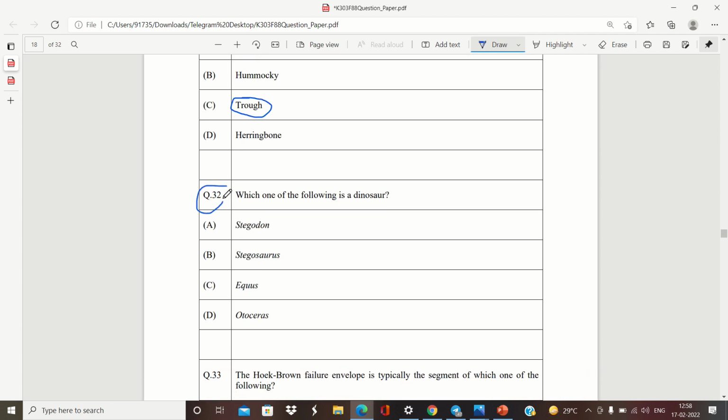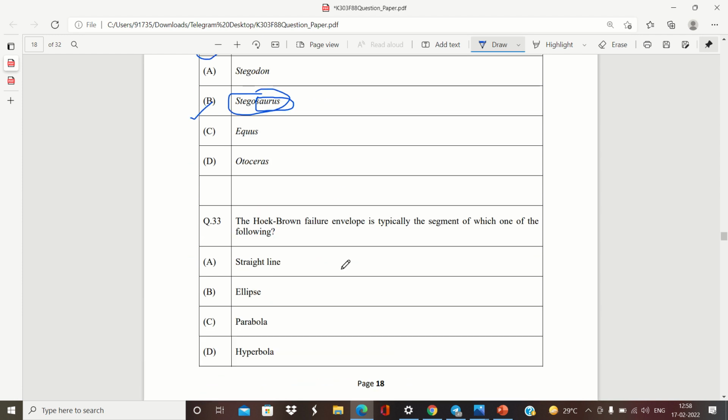Another question is, which one of the following is a dinosaur? Here the correct answer is B, that is Stegosaurus. Mainly the term saurus is used for dinosaurs. So wherever you get saurus, that means it is something related to the dinosaur. Hence option B will be our right answer.